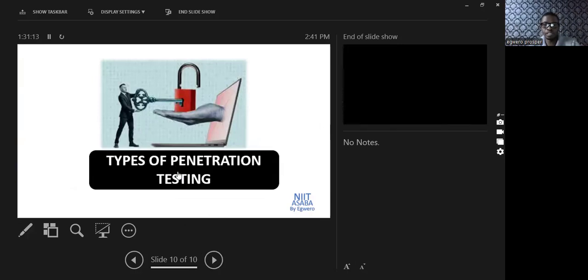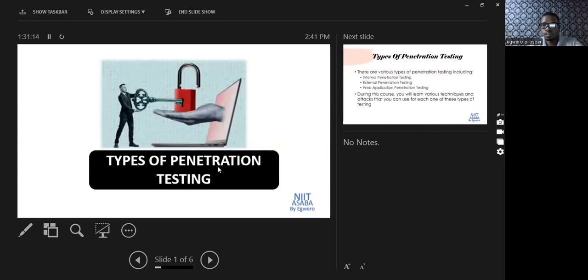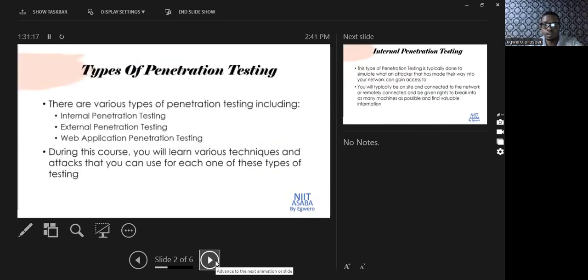I think in the next class we shall be looking at types of pen testing. We can even conclude this. So we have internal penetration testing, external penetration testing, then web application penetration testing.